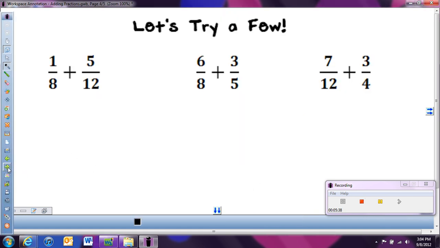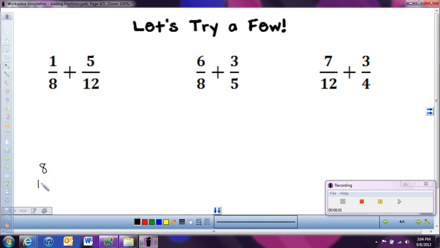We can try a few more problems like this to make sure we get the idea down. Here we have 1/8 and 5/12. We're not going to use any pictures this time. We're just going to go ahead and figure it out. So very first thing, when we add and subtract, we get the bottoms the same, and then we deal with the top. It's our little chant to help us remember. So we need to get the bottoms the same, meaning let's get common denominators.